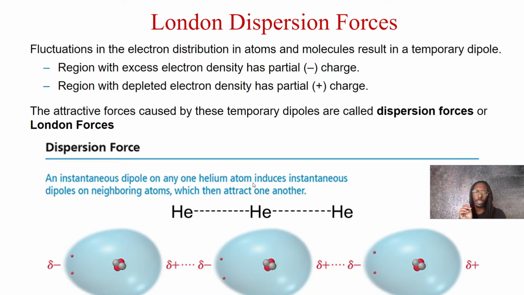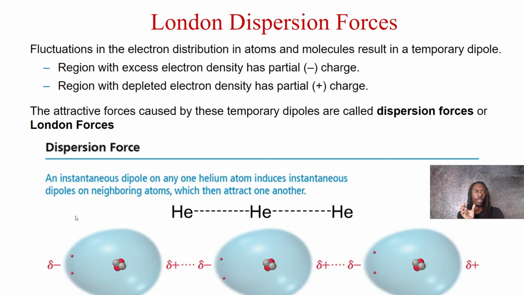For instance, let's say we've got helium here, some helium atoms all interacting with each other. In an instant, we're going to see that our electrons are on one side and not on the other. So we're going to have a high electron density on one side and a very low electron density on the other. When this occurs, we see that dipole moment.